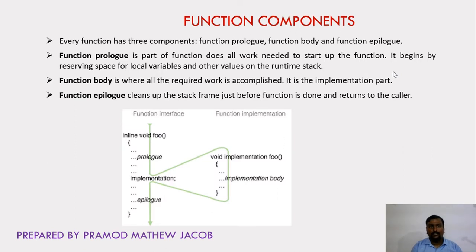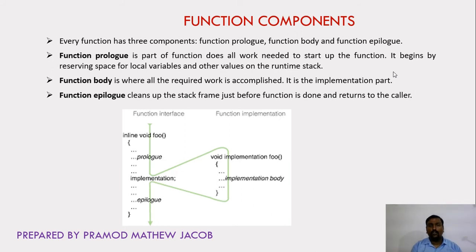Next is the components of a function. Every function has three components: function prologue, function body and function epilogue. The function prologue is the part of the function that does all the work needed to start up the function execution. It begins by reserving the space for local variables and other values on the runtime stack. The function body is where all the required work is accomplished. That is, it is the execution or the implementation part of a function, whereas the function epilogue cleans up the stack frame just before the function is done and returns to the caller.